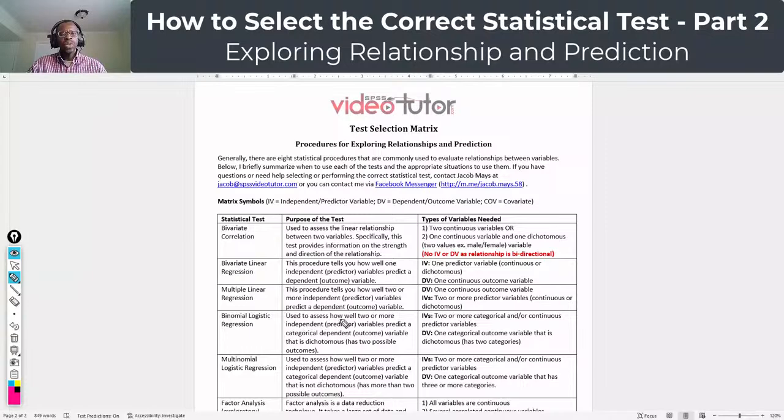So this is used to assess how well two or more independent predictor variables predict a categorical dependent or outcome variable that is dichotomous. That only has two options. All right. So let's say, for example, we're trying to predict whether or not someone gets sick or catches a cold in the wintertime. So the outcome variable would be catch a cold, and that would be yes or no. So that's the outcome variable.